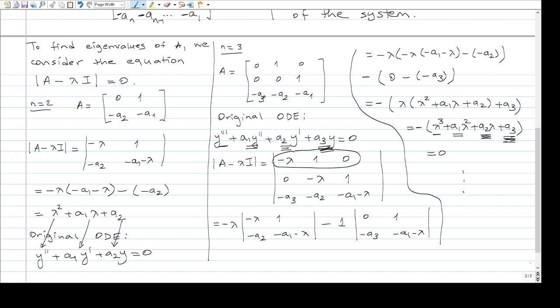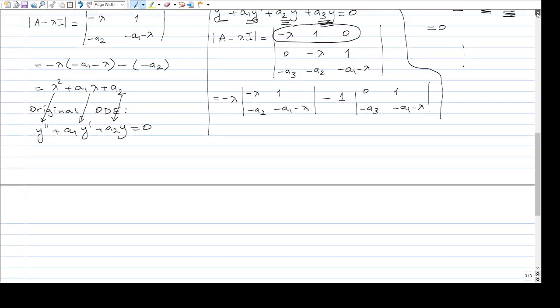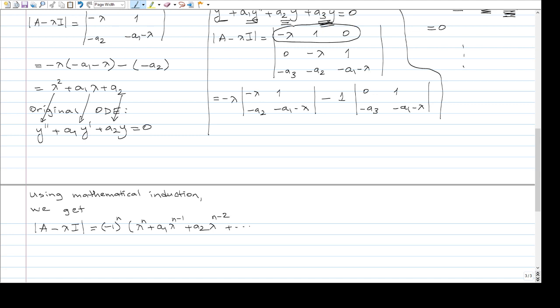I'm not going to provide the details here. For those of you who are familiar with mathematical induction, you can try using that. Using mathematical induction, we get, for the general case, for general n, the determinant of A minus lambda I. For n equals 2, there was no minus sign. For n equals 3, there was a minus sign. So in general, it's going to be minus 1 to the n, times lambda to the power n, plus a1 times lambda to the n minus 1, plus a2 times lambda to the n minus 2, up to plus an.